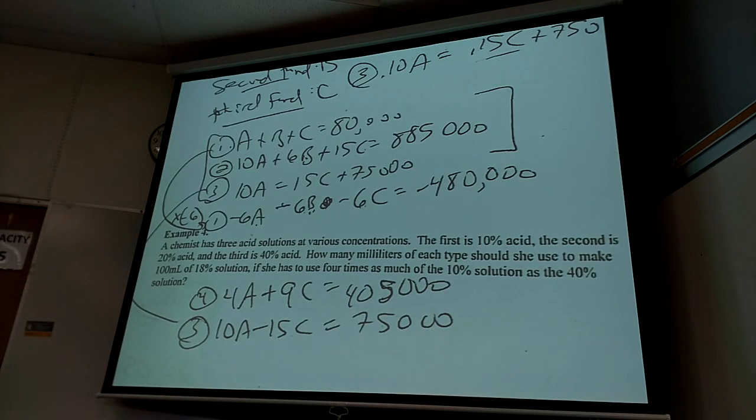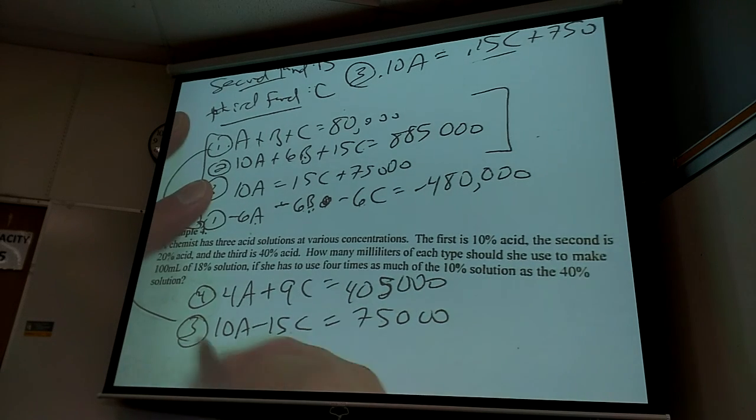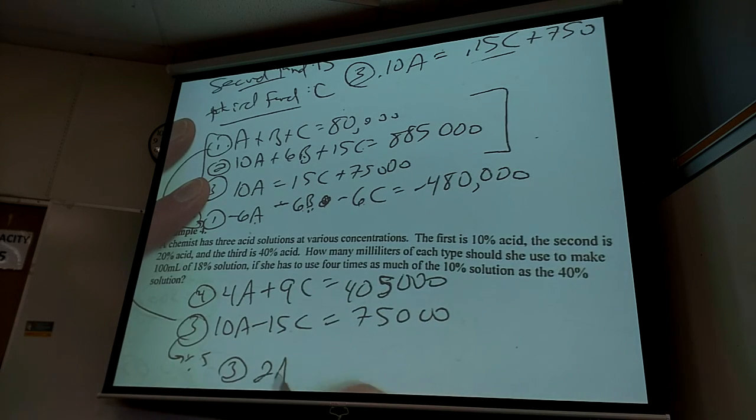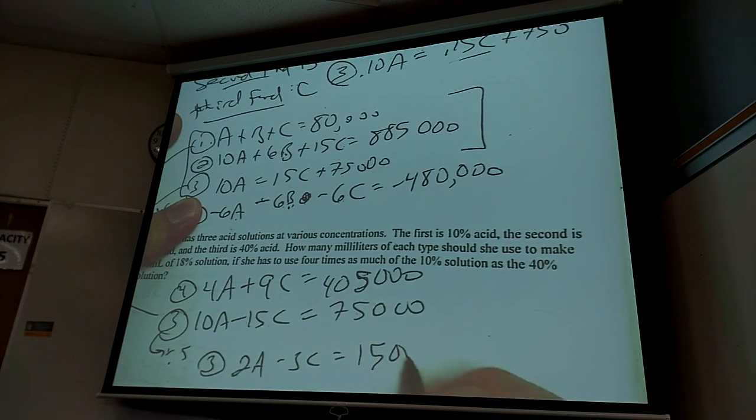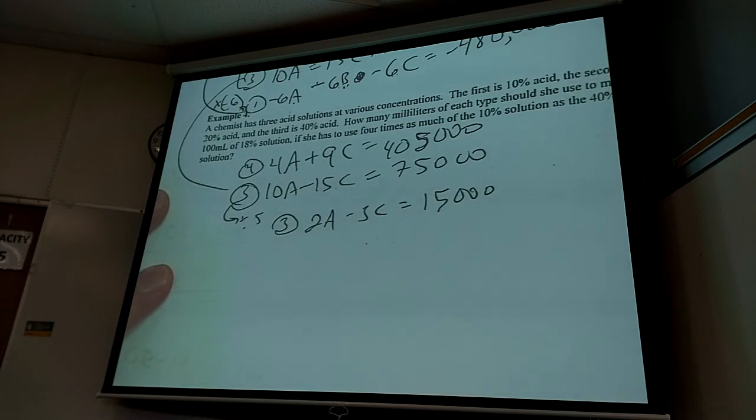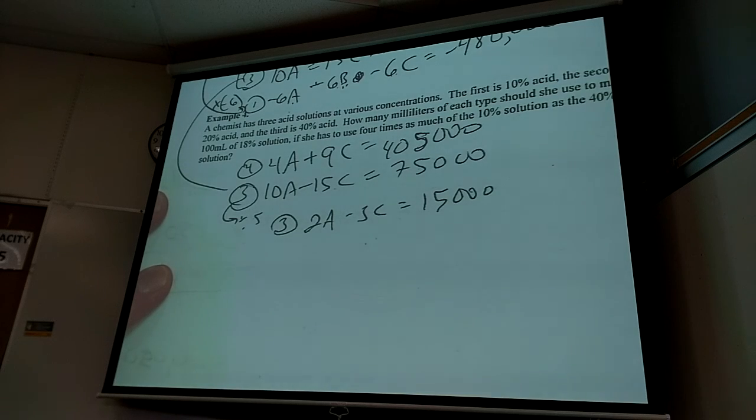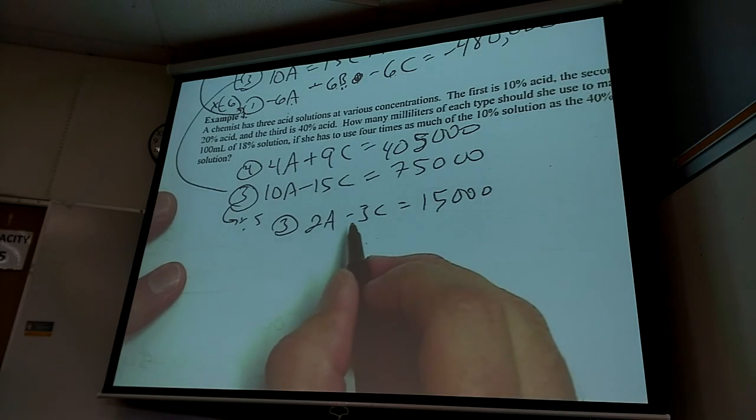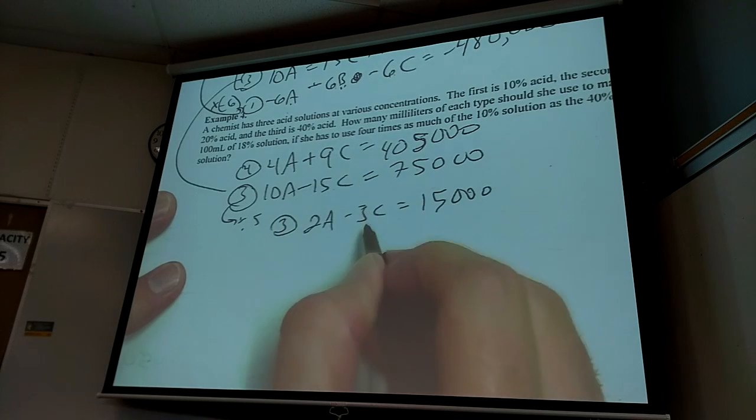So if I divide this one by 5, that becomes 2a minus 3c equals, what is that, 15,000? 75 divided by 5. And now between these two, you can kill C, right? You guys see that?